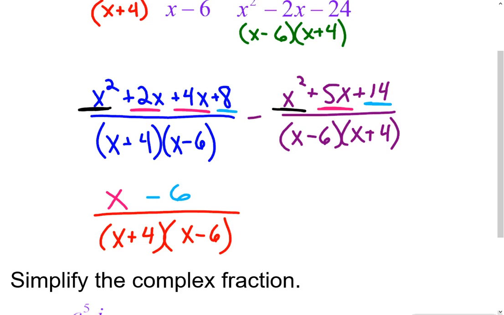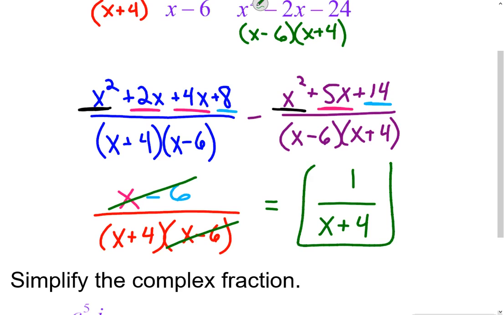Well, now when I look at my new fraction, I have x minus 6 in the numerator as one factor, but I also have x minus 6 as a factor in the denominator. Therefore, this factor is going to divide out with this factor, and all that remains then is 1 in the numerator and x plus 4 in our denominator.